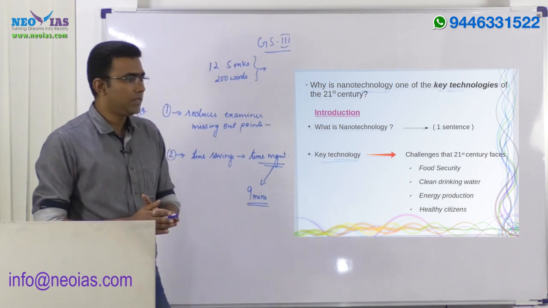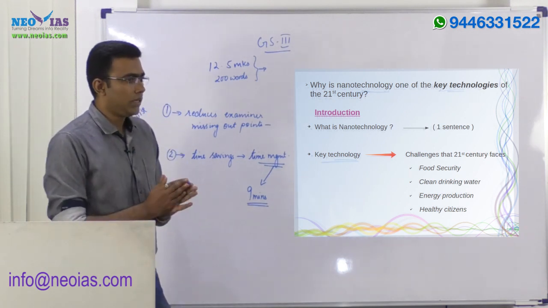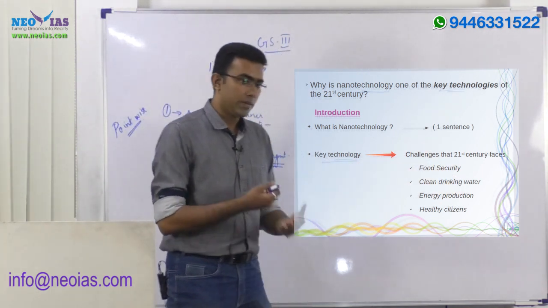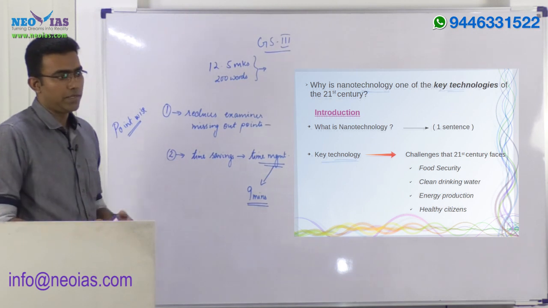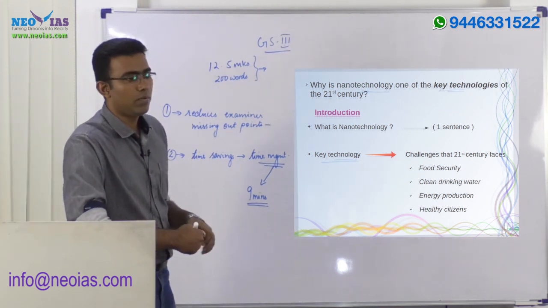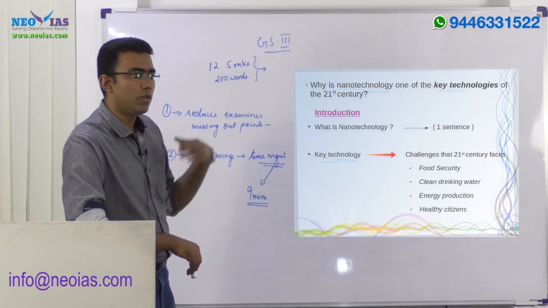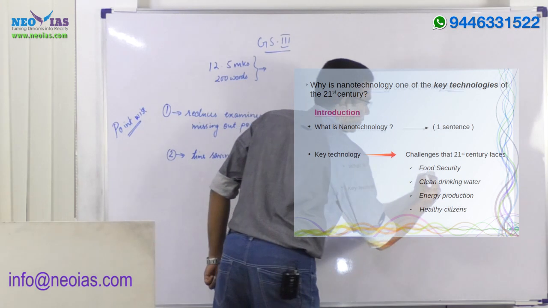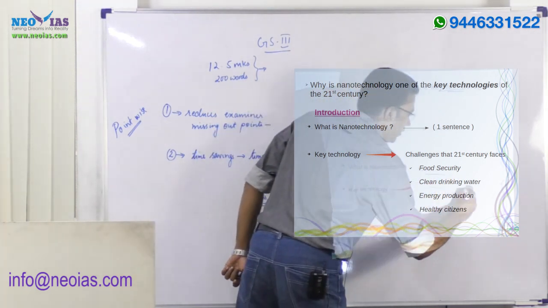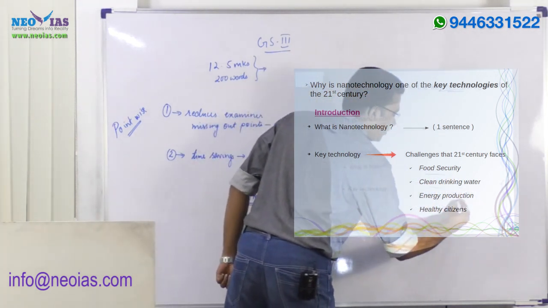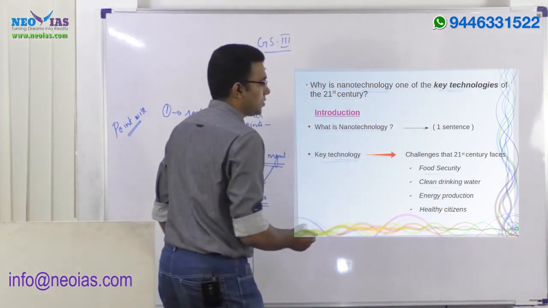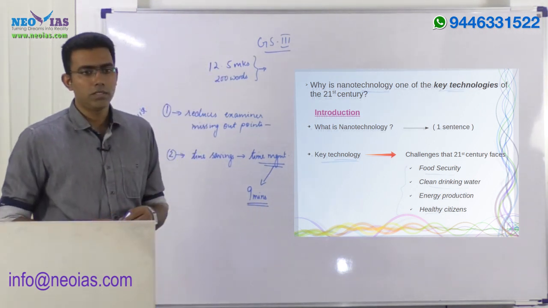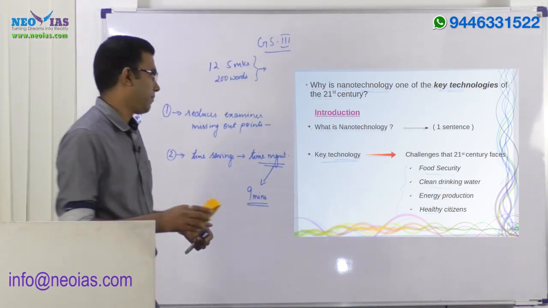So when you break it down, you can say that nanotechnology should be able to meet the challenges that the 21st century faces. There are several challenges that the 21st century faces, but today list out the challenges that are relevant to the question, and that are relevant to nanotechnology. So here you can say the food security aspect, the second one clean drinking water, third one energy production, and the fourth one healthy citizens. So these are the important primary ones which nanotechnology can effectively solve.